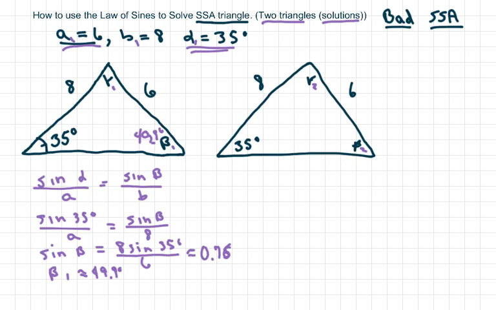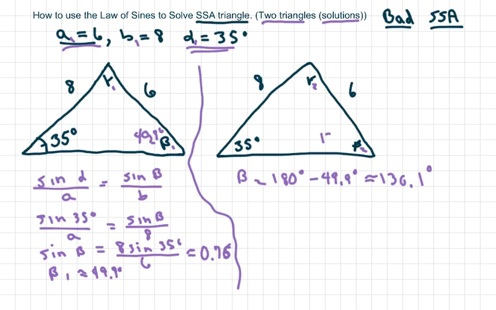Now we look for beta 2 to see if we even have one, to see if I can make another triangle for this side. I take 180 degrees minus 49.9 degrees, and I get approximately 130.1 degrees. This is my beta 2. Just looking at this, I know I can make another triangle, because when you subtract these two angles from 180, you get your gamma 1, and when you subtract these two from 180, you get your gamma 2. So that means we have two triangles.